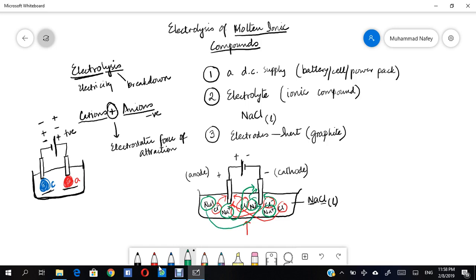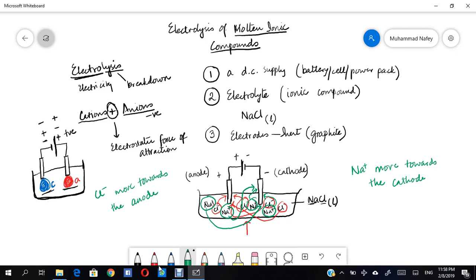So at the anode, what happens is that chloride ions, in this case, move towards the anode. So chloride ions move towards the anode, and sodium ions move towards the cathode.